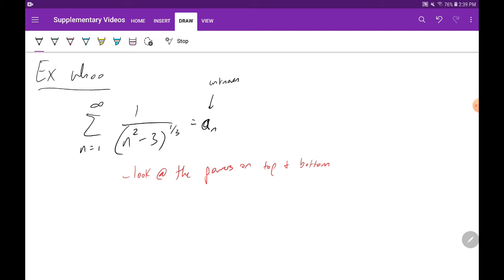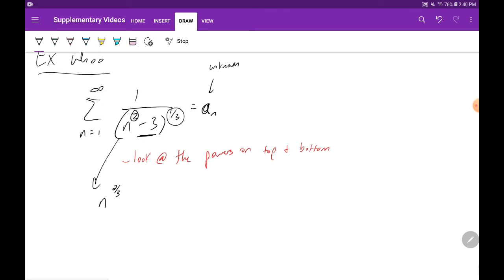And what we can say is that the bottom here behaves like n to the 2/3. Why is that? Well, the -3, as we go to infinity, becomes irrelevant. It doesn't really matter. The only thing that truly influences that n variable is the 2 and the 1/3 power. So, putting this all together, A sub n looks like 1 over n to the 2/3.